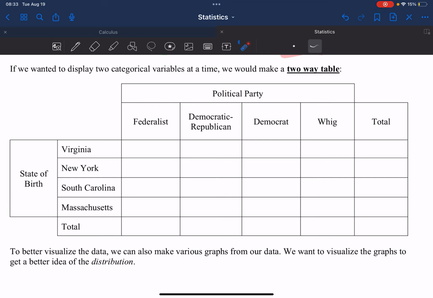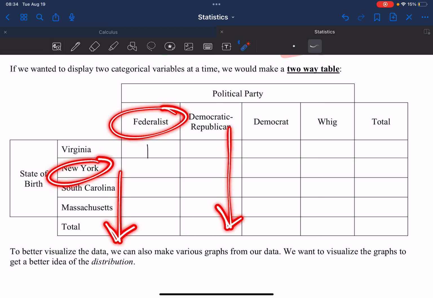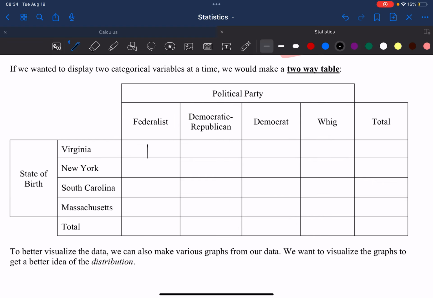So you need to find how many Federalists were born in Virginia. Well, if you look back up at our table, you'll see that's 1. And then you do how many Federalists were born in New York, and you just continue down for each one. If you want, you could pause this video and try to do it on your own. I'm going to go ahead and fill it out, and then you can check your answer.